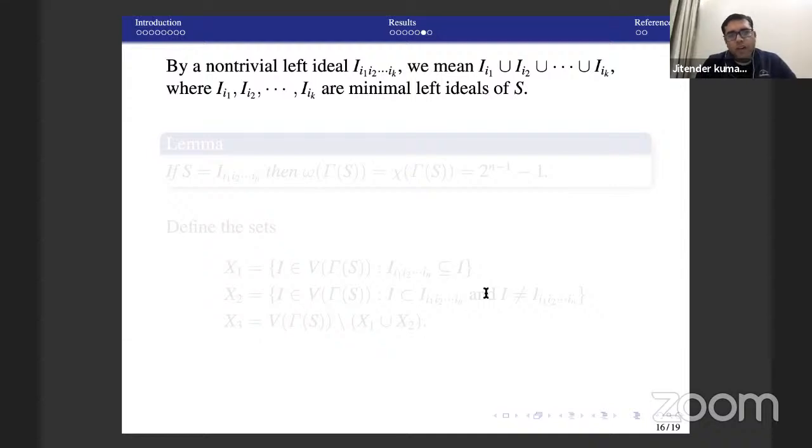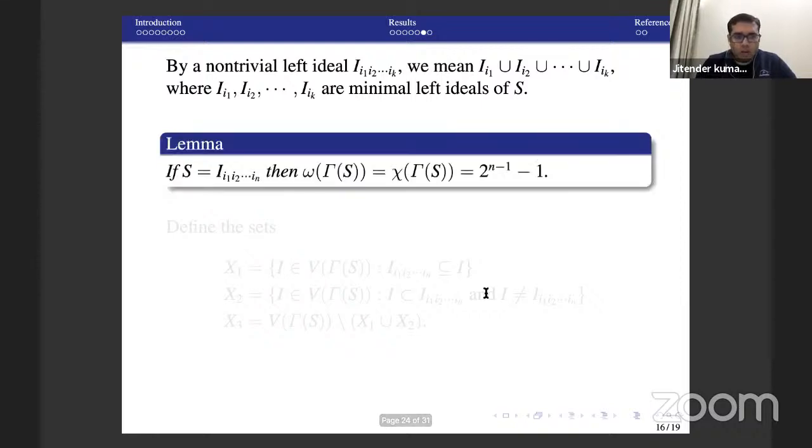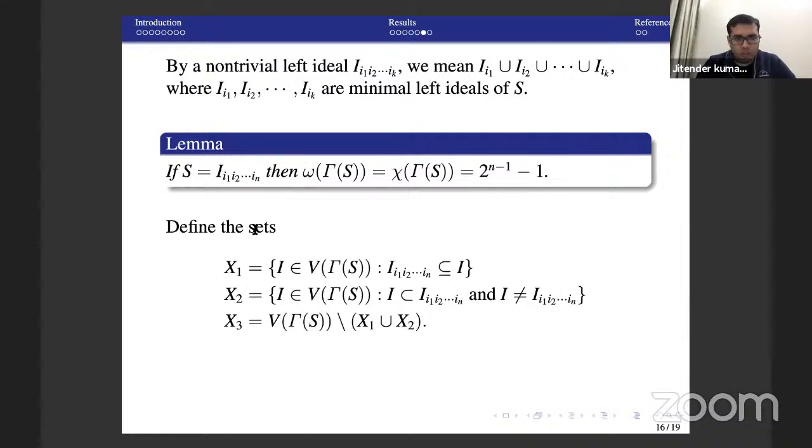So in order to find the chromatic number of this graph, first we find the chromatic number for that semigroup which is a union of n minimal left ideals. One can also observe that all completely zero simple inverse semigroups are part of this lemma. If S is this one, then the chromatic number of this is 2n minus 1 minus 1. Then, for an arbitrary semigroup, we proceed and first construct these three sets, x1, x2 and x3. x3 is basically all those vertices other than x1 and x2.